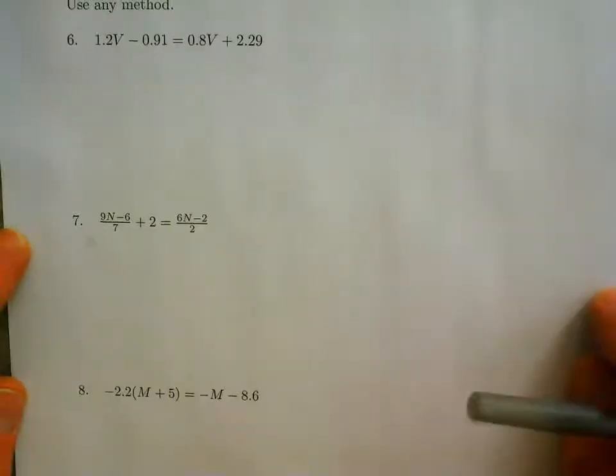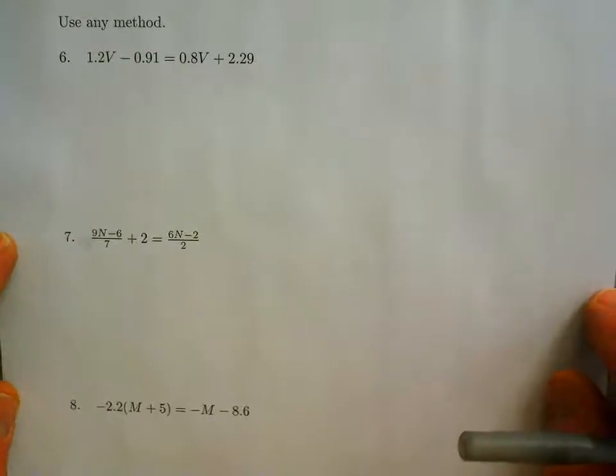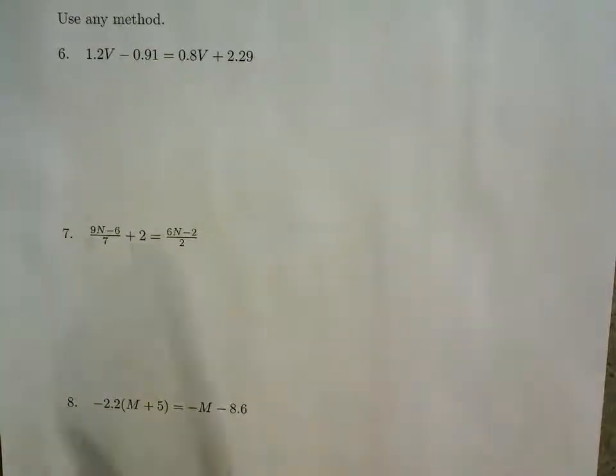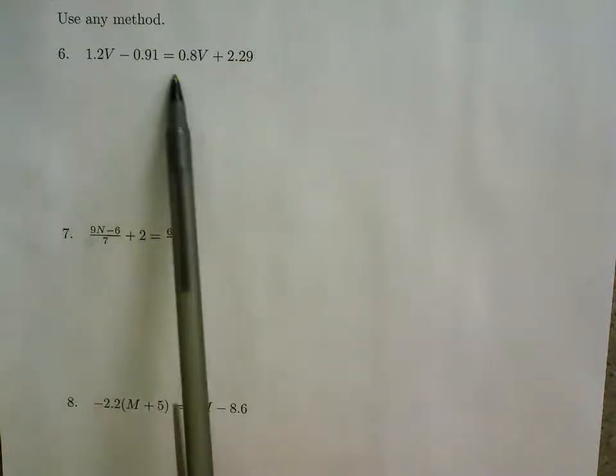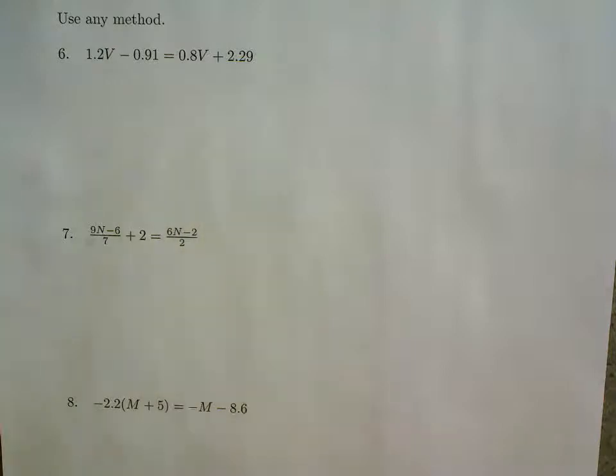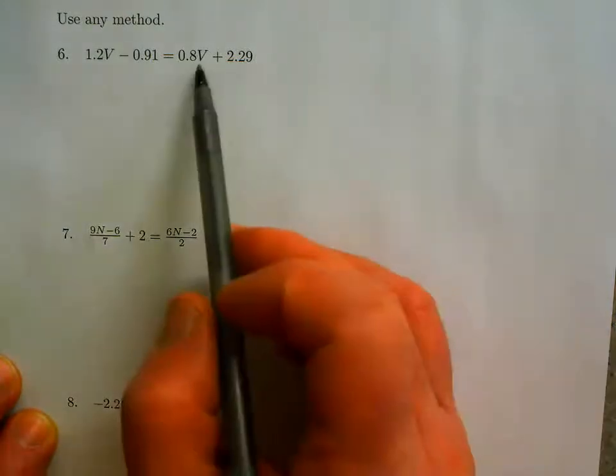Okay, we have a few minutes left. Let's look at the next ones. Use any method that you want. 1.2v minus 0.91 equals 0.8v plus 2.29. So what method do you want to use on this one? You don't have to pick method 2 if you don't want to. But Method 1, you want method 1? Okay. All right, so we'll proceed.